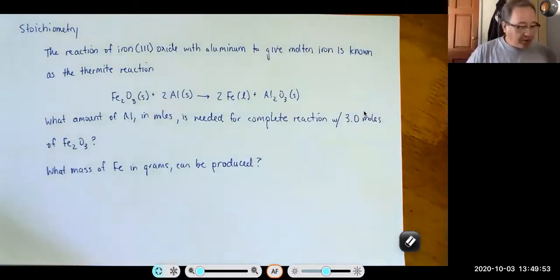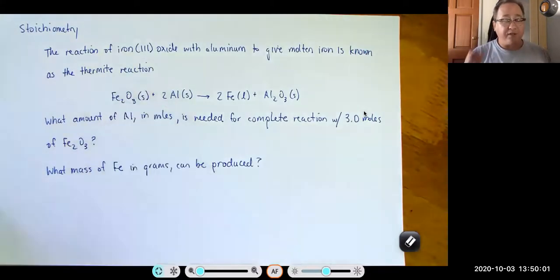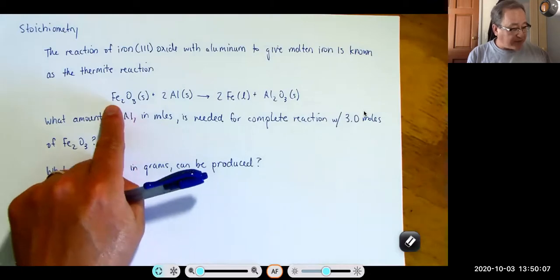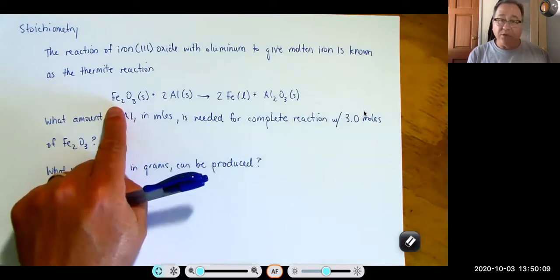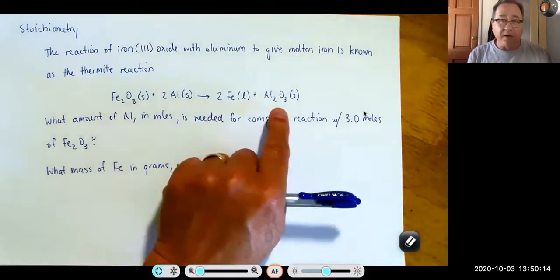Let's look at another stoichiometry problem. The reaction of iron(III) oxide with aluminum to give molten iron is known as the thermite reaction. It gives off a lot of energy. So we take this iron(III) oxide, and you react it with aluminum, and you get iron, and you get aluminum oxide.